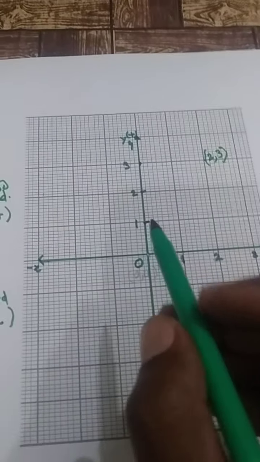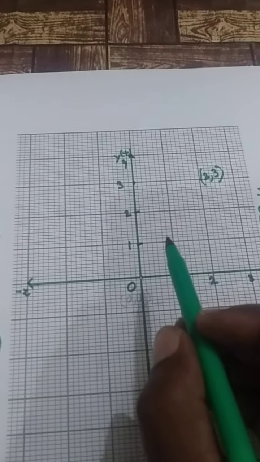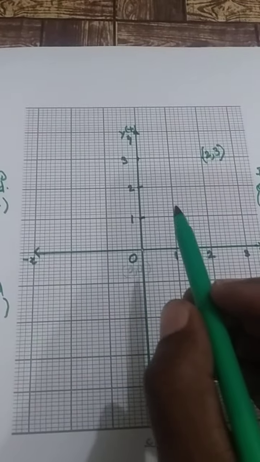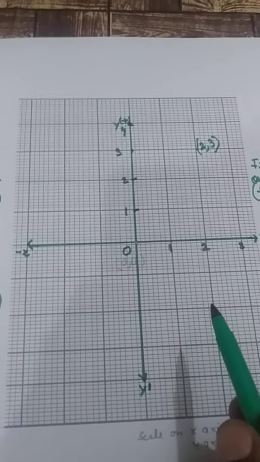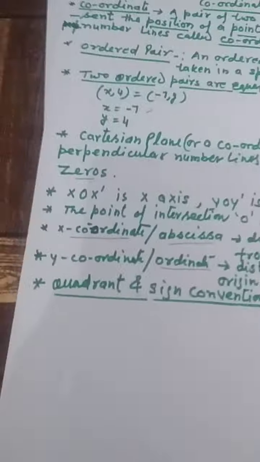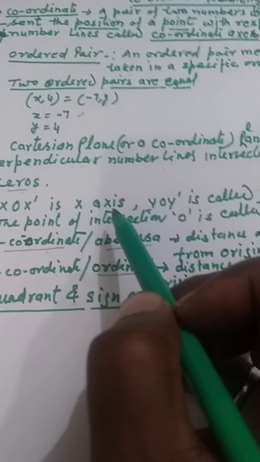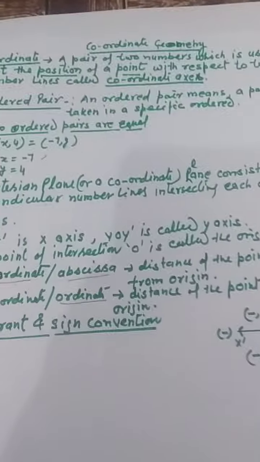So the sign of the x-axis coordinate and y-axis coordinate will be decided by whether it is in the first quadrant, second quadrant, third quadrant or the fourth quadrant. Some more terminology to understand: X'OX is the x-axis and Y'OY is called the y-axis. I am talking about this one.